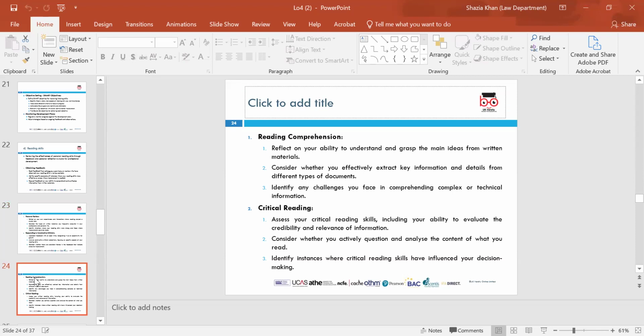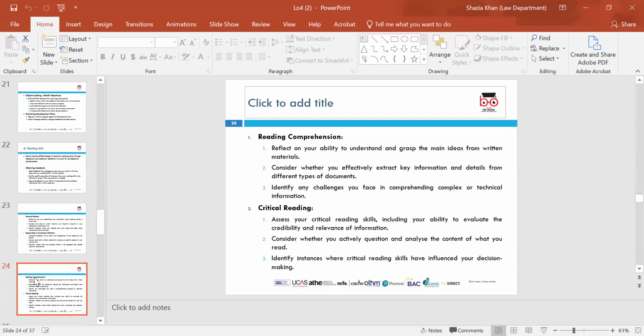Reading comprehension: reflect on the ability to understand and grasp the concepts and the ideas from materials. Consider whether you effectively extract key information and details from different types of documents. Identify challenges you face in comprehending complex or technical information.